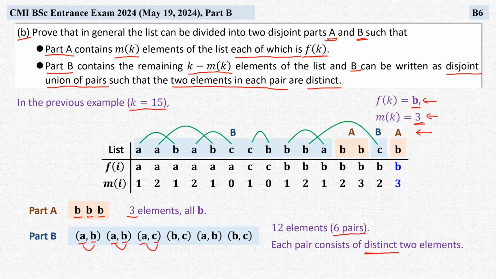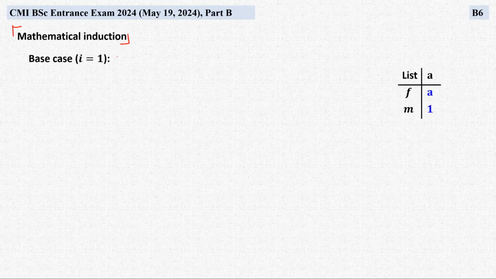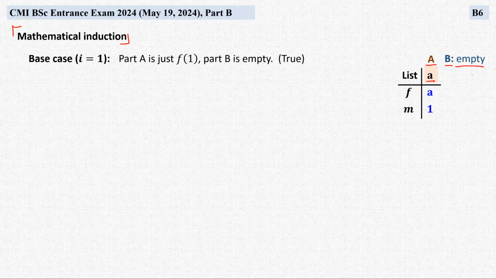And we have to prove that this kind of division is possible for any list. We are going to use mathematical induction. First, we need to check the base case, which is when the list has only 1 element, hence f of 1 is just that element and m of 1 equals 1. Here, we can consider part A as this 1 element and part B is empty. Then the conditions for parts A and B are true in this case.